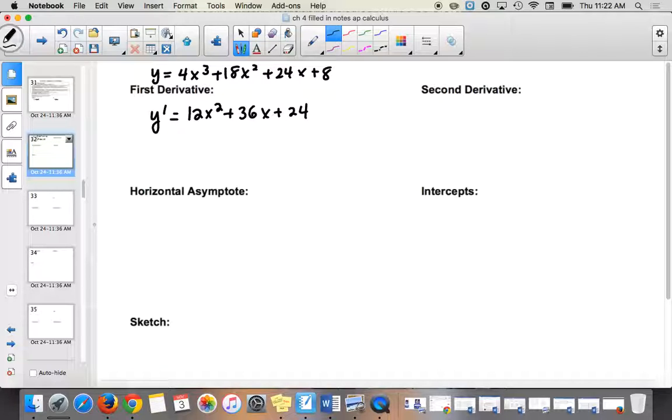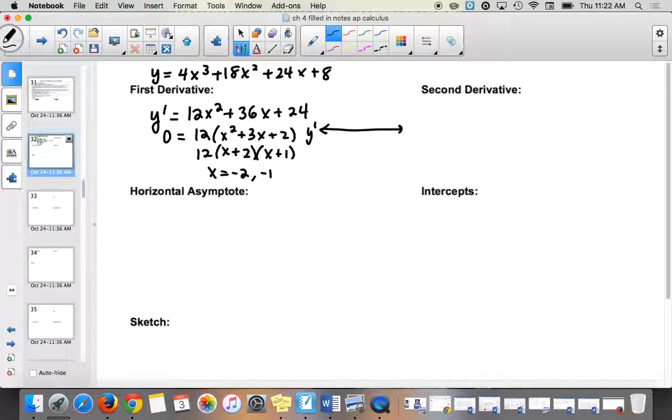We're going to do all of the steps that we usually do for the first derivative. So we're going to find our critical values by setting it equal to 0. I'm going to pull out the GCF of 12, and I'm going to factor. So I factor into 12 times (x plus 2) times (x plus 1). So I get critical values of negative 2 and negative 1. Since we're talking about the first derivative, these could be maximums or minimums, or it could be like the x cubed point where it's neither a maximum nor a minimum. So I put them on a number line.